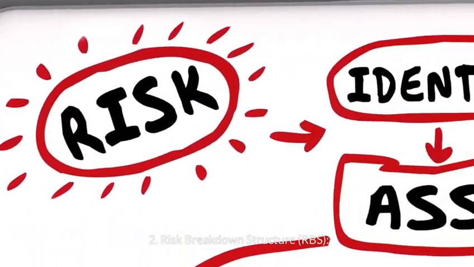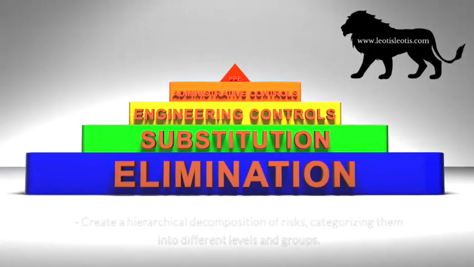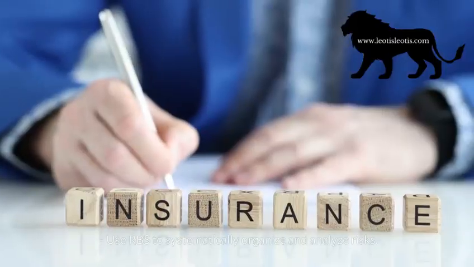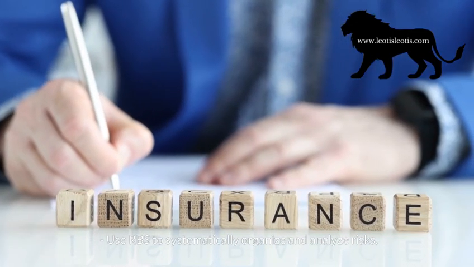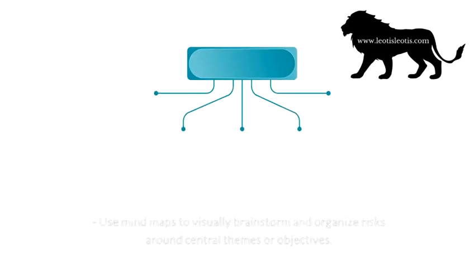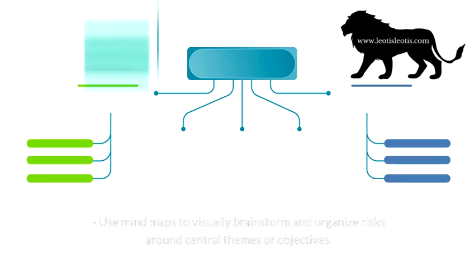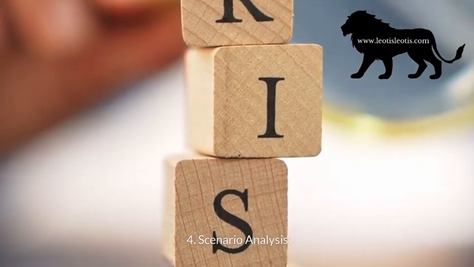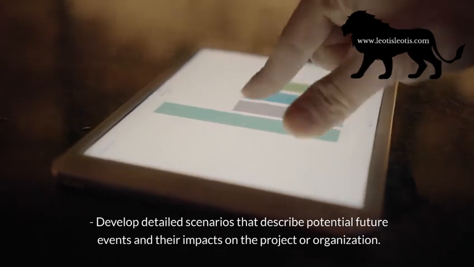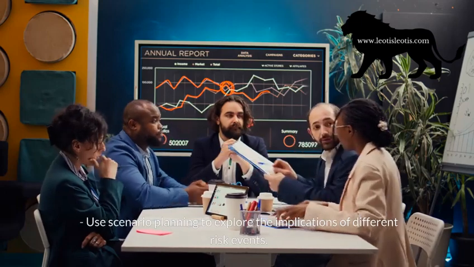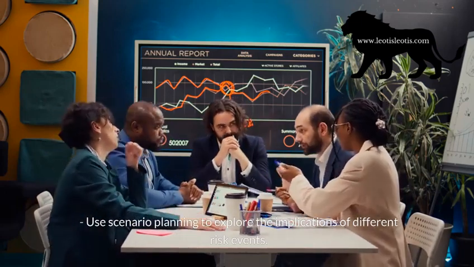2. Risk breakdown structure, RBS. Create a hierarchical decomposition of risks, categorizing them into different levels and groups. Use RBS to systematically organize and analyze risks. 3. Mind maps. Use mind maps to visually brainstorm and organize risks around central themes or objectives. Facilitate group discussions and enhance understanding of interrelated risks. 4. Scenario analysis. Develop detailed scenarios that describe potential future events and their impacts on the project or organization. Use scenario planning to explore the implications of different risk events.